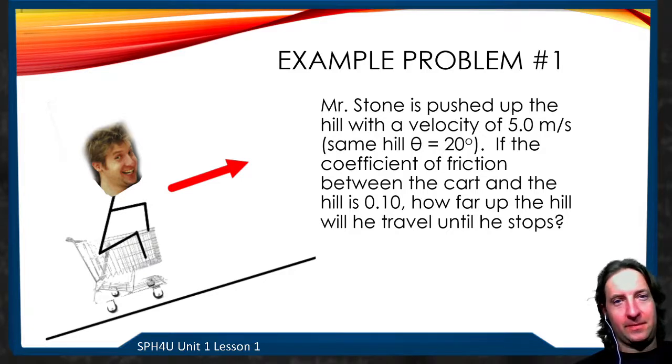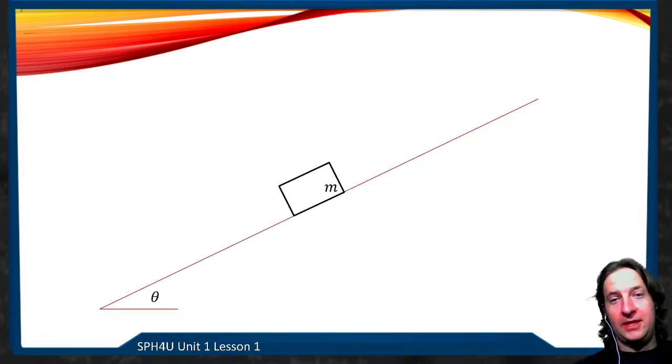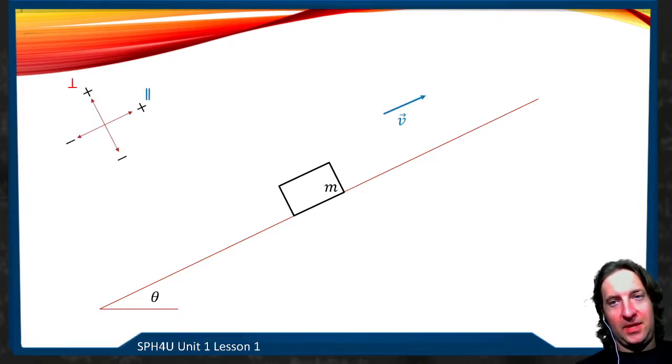So how are we going to do this one? Again, same idea. Draw your picture. Draw your frame of reference. And now, because I had velocity in the up direction, I'm going to do something a little bit different. In this case, the plus is going to be the up the hill direction.